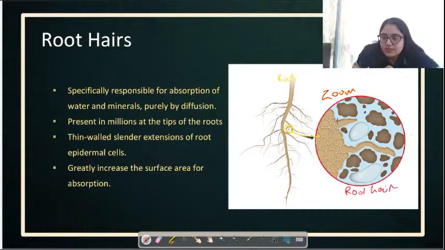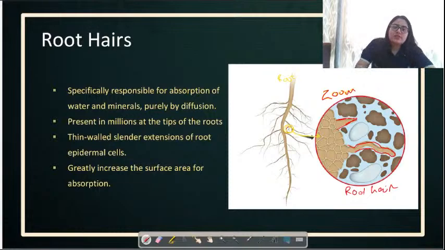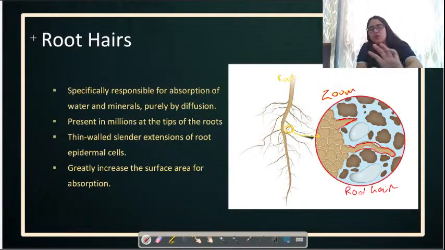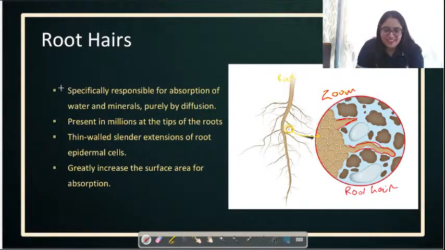So if you notice, my kids, this is the root hair, the extension of the epidermal cell, right? And it is surrounded by water, minerals, right? These root hairs are surrounded by water, minerals and soil, right? From here the water will be absorbed. Now let me read out these points. These are pretty simple. I have explained all these lines already, so let me read them out for you, just for your sake.